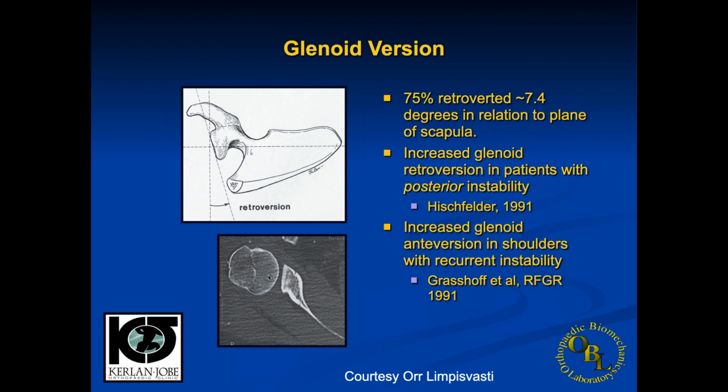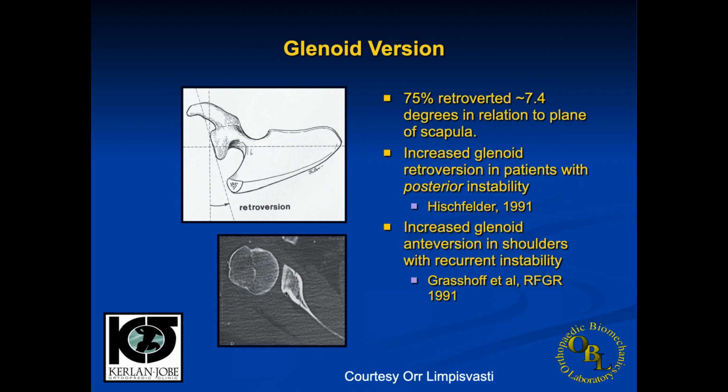If the angle is less than 90 degrees, and the posterior aspect of the glenoid is more laterally located, then that's antiversion.